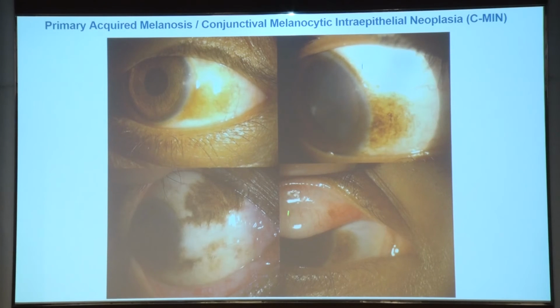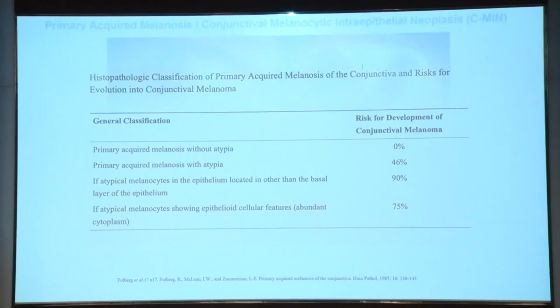Now these are the various patterns. Sometimes you see different patterns of this PAM, and if you are concerned, or if the lesion is large enough, then you may do a biopsy for these lesions. And what is important is that the pathologist should be able to tell you whether this is PAM without atypia or PAM with atypia, because both will have a different prognostic value for the patient.